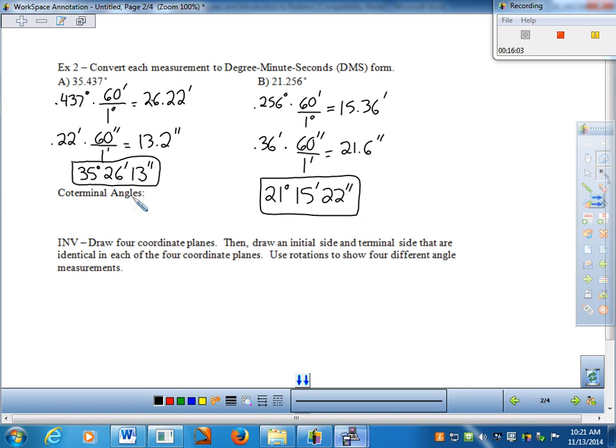And as a matter of fact, let's see, I'll find some room. So here's what I have. Let's get this in and then do some drawings and see what you guys think. So coterminal angles are going to be angles with terminal sides in the same position.